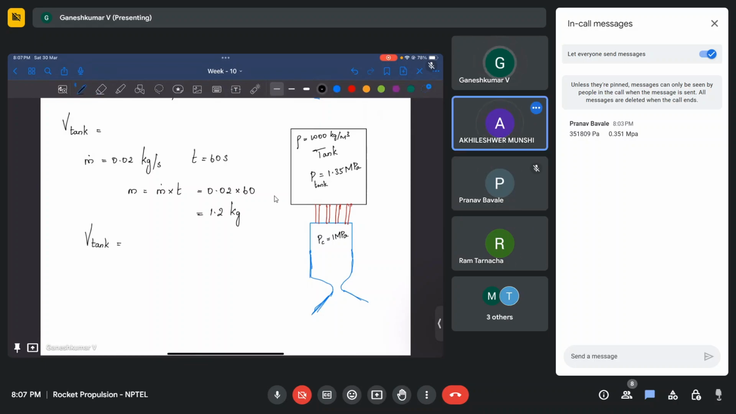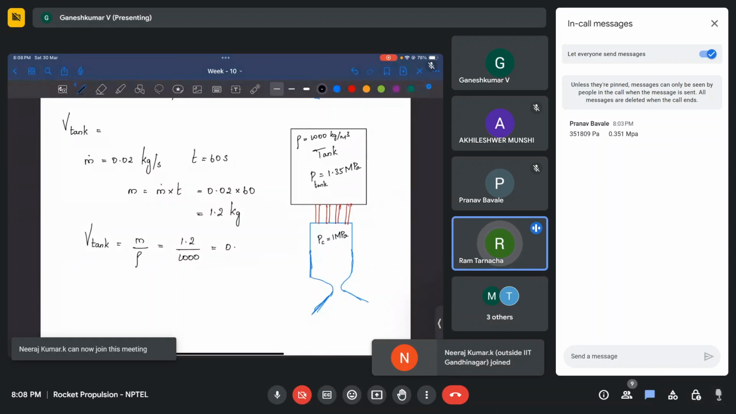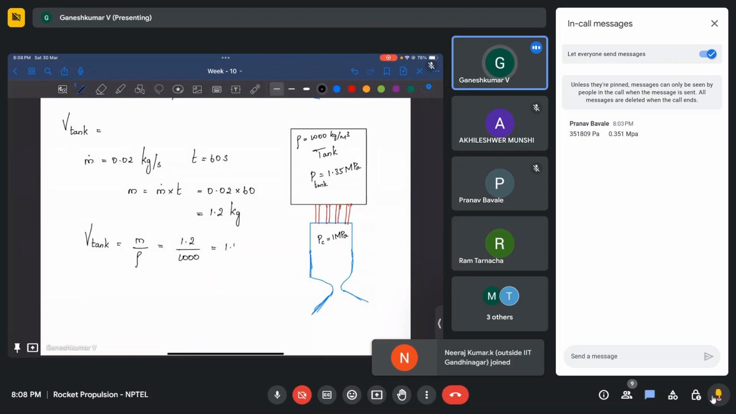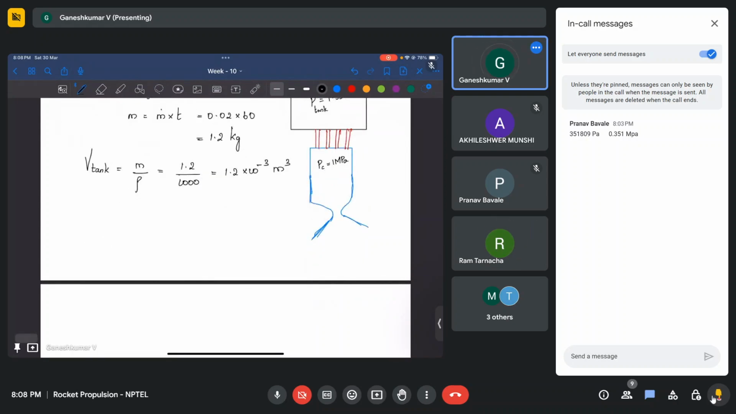And then divide this by the density, so it will be 0.001. This is a very low value. It comes to 1.2 into 10 to the power minus 3 meter cube. We can also write it in terms of liters. So basically this is the volume of the tank.